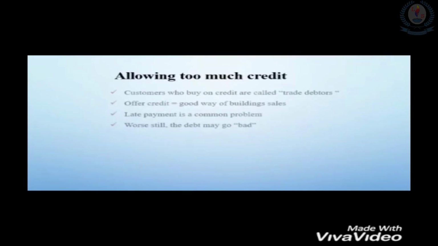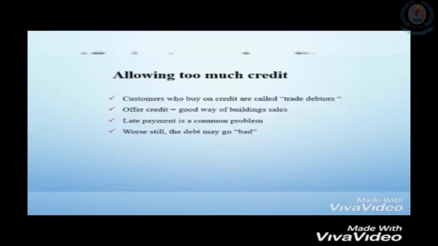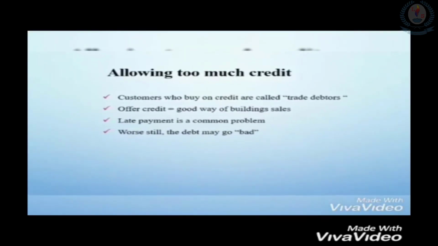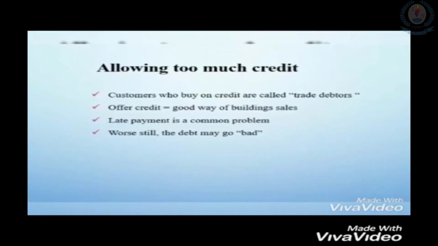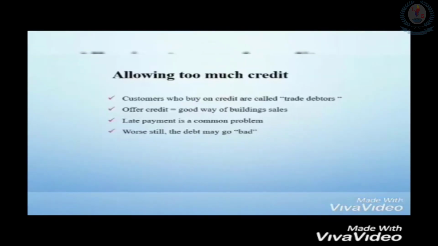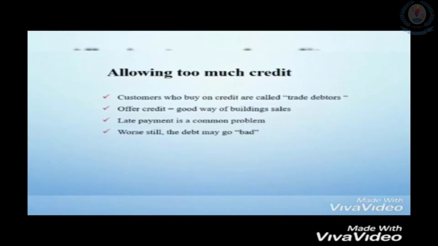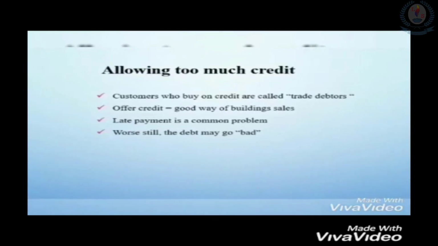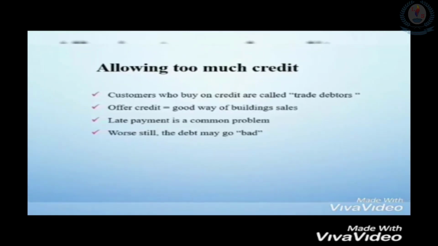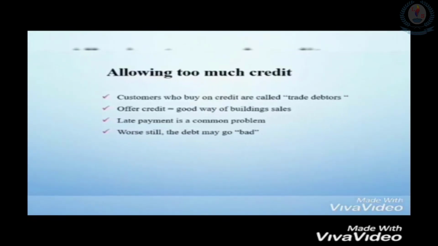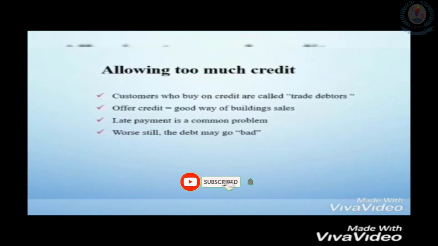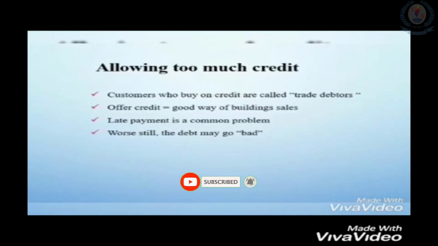Next is the problem with customers. They allow customers too much credit. Customers who buy on credit are called trade debtors. If a business is doing a great deal of business with these debtors, the goods are sold and the customers pay later, perhaps after 3 months. One of the dangers is that the business allows customers too long to pay. It means they are waiting for money for longer than they can afford.